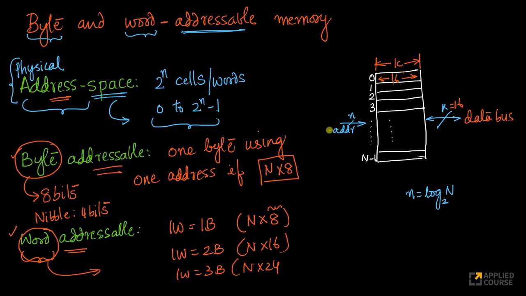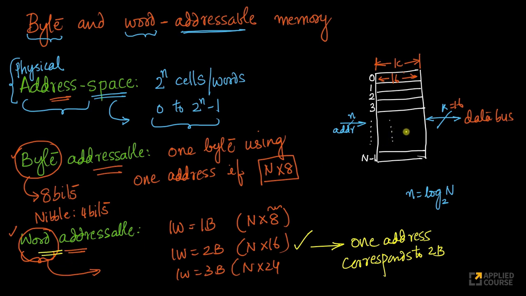No, because if I give an address, look at this, in this case, imagine this is 16 bits. Let's take this example. Here, one address corresponds to 2 bytes, not 1 byte. So in this instance, when each cell or word consists of more than 1 byte, what we have is a word addressable memory, right?